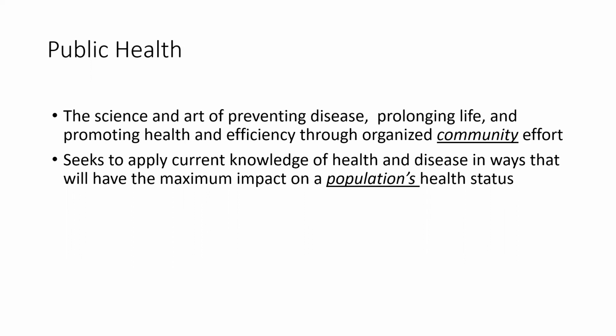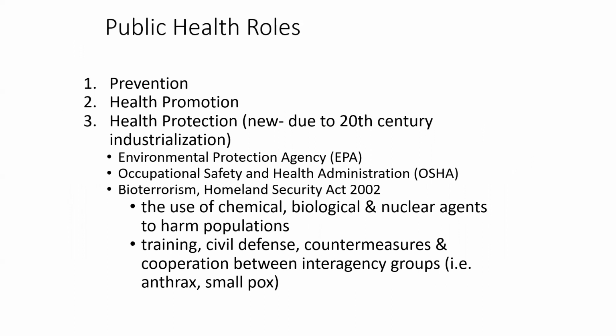And then it tries to prevent disease, right? So we try to limit the effects of contagious disease, but also chronic disease that's the result of health behaviors. So some roles for public health include prevention, health promotion, and health protection. Health protection has really exploded since the Industrial Revolution in the 18th century, where human action has really had the potential to poison the environment where we live.